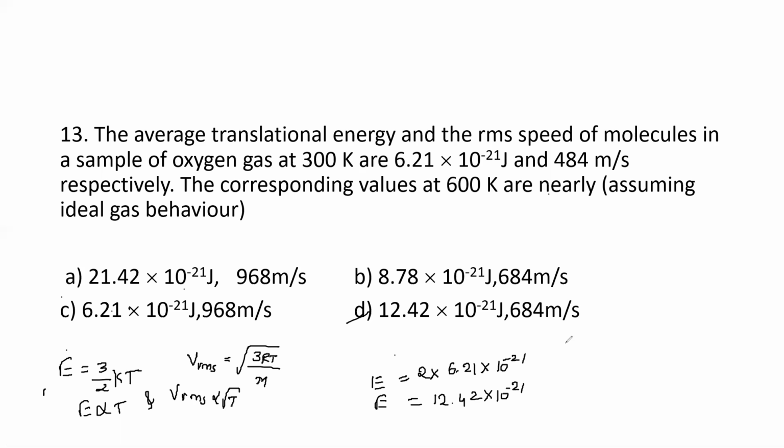Or if we want to verify with the RMS value also, we can. Here it is given as 484. Vrms and temperature, what is the relation? It is the square root of that value, right? So with the same process we can calculate Vrms also. We will get it as 684 meters per second. Therefore option D is the correct option.